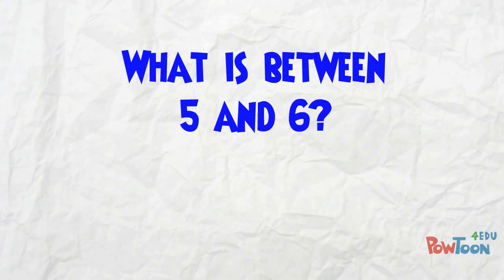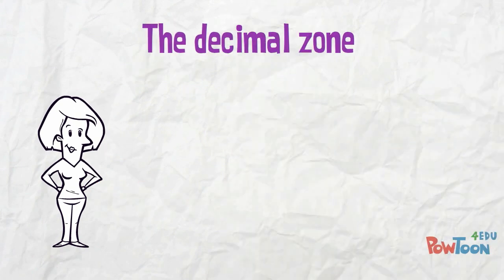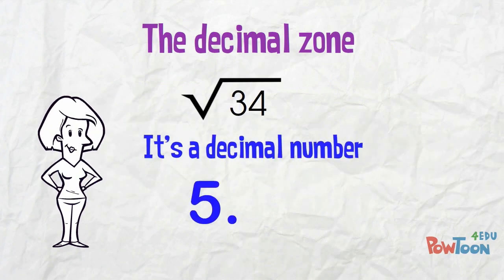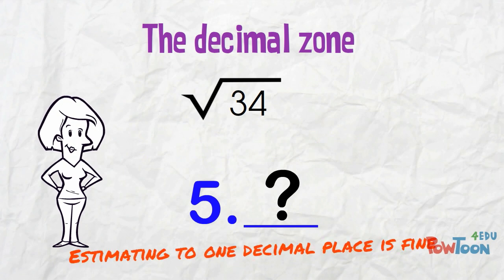Wait, what is between 5 and 6? Not a whole number. Between any two consecutive numbers is the decimal zone. We're looking for a decimal number. It's going to be 5 point something. But 5 point what? The square root of 34 might have a string of decimal places, but estimating it to one decimal place is fine.